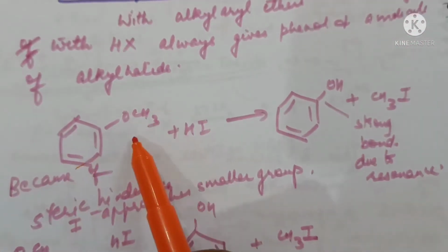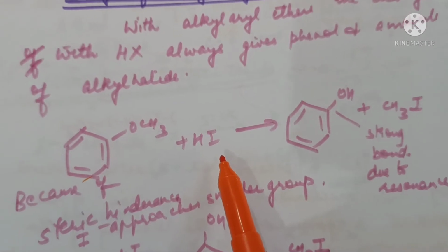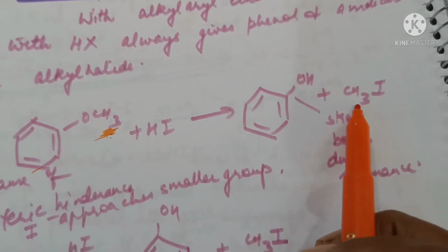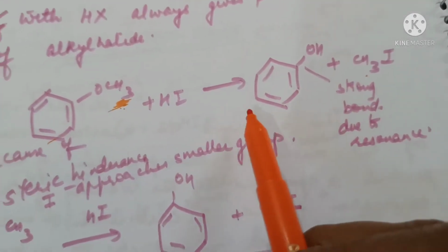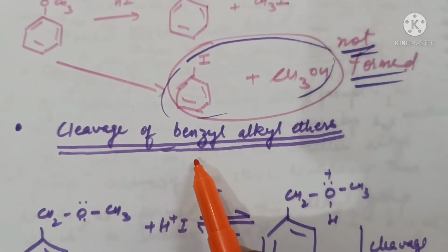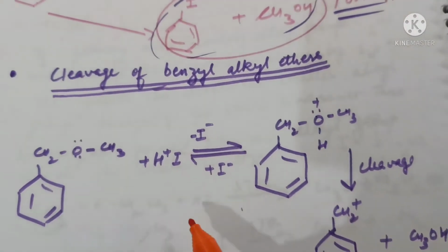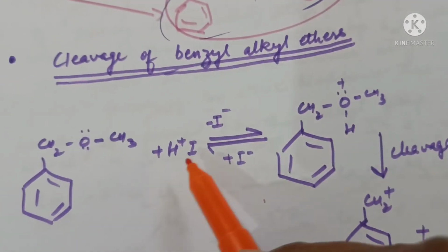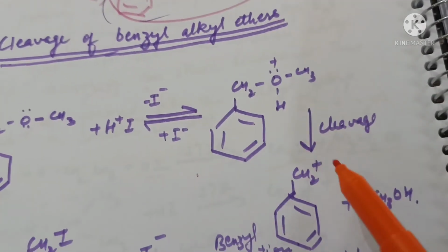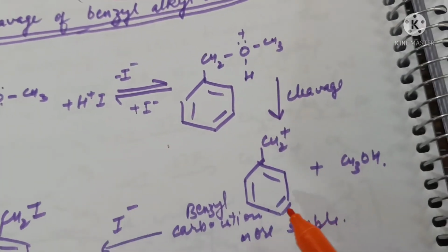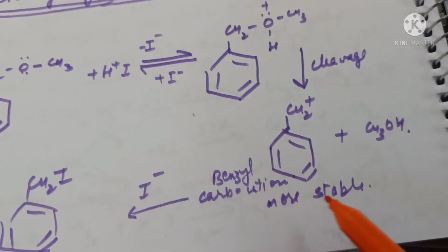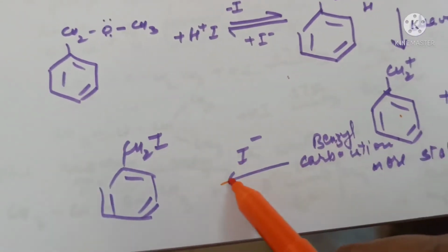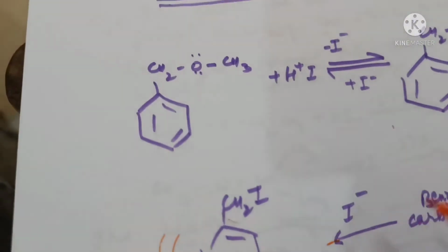With alkyl aryl ether, when we react with halogen acids, the smaller alkyl group will form the halide and the larger aryl group will form the alcohol. If we have benzyl alkyl ethers, then in that case, the reaction occurs by SN1 mechanism. First protonation will occur, and then cleavage will occur in such a way, because this will be the more stable carbocation, that it will be formed and the alcohol will be of the smaller group, and then it will take up iodide to form benzyl iodide.